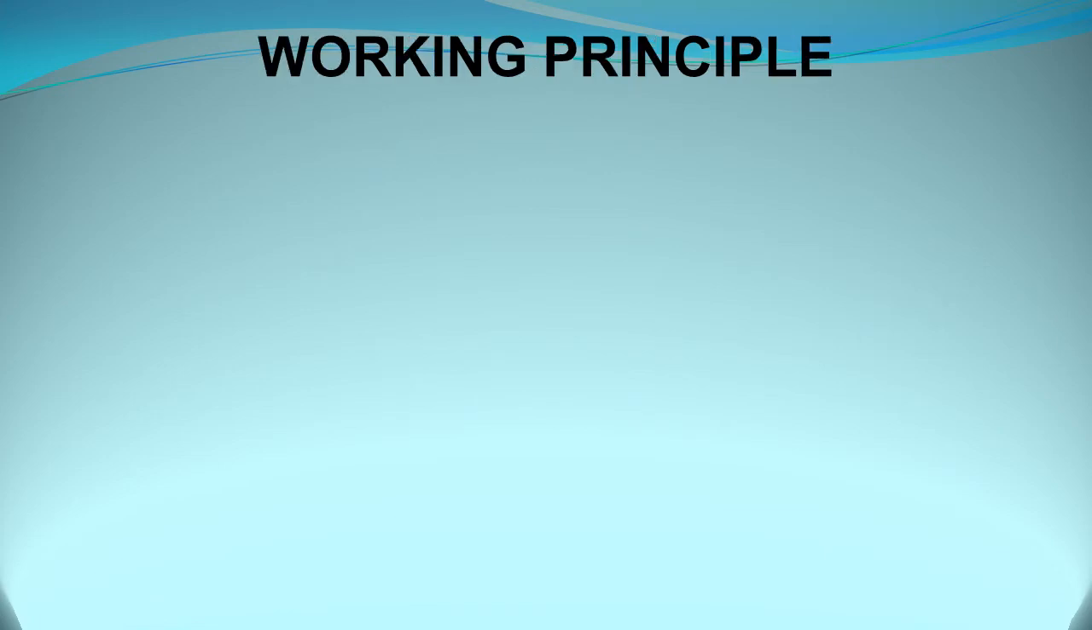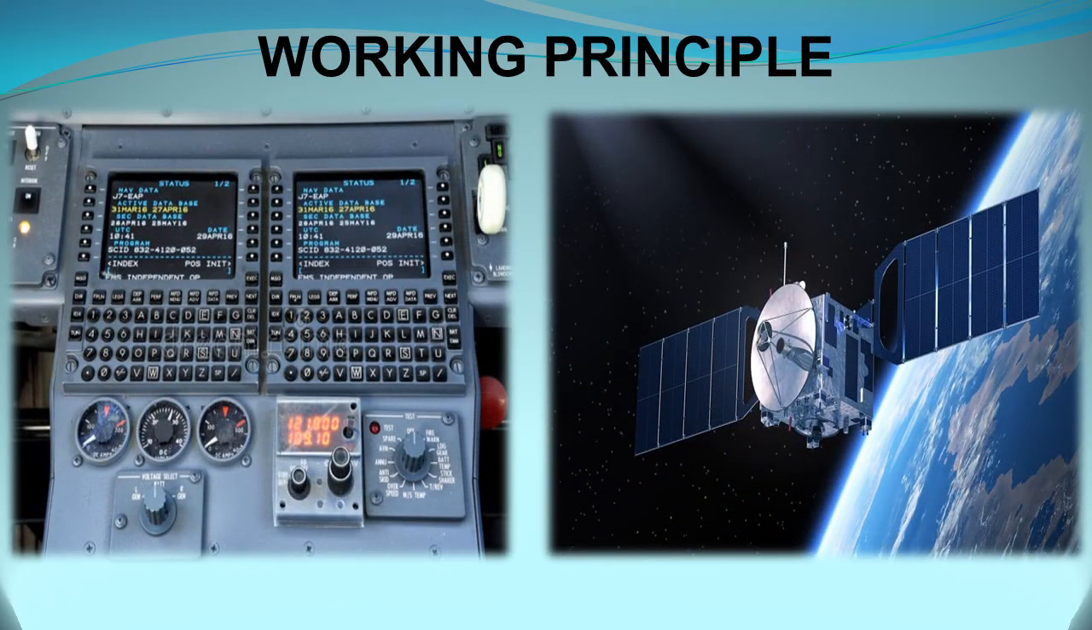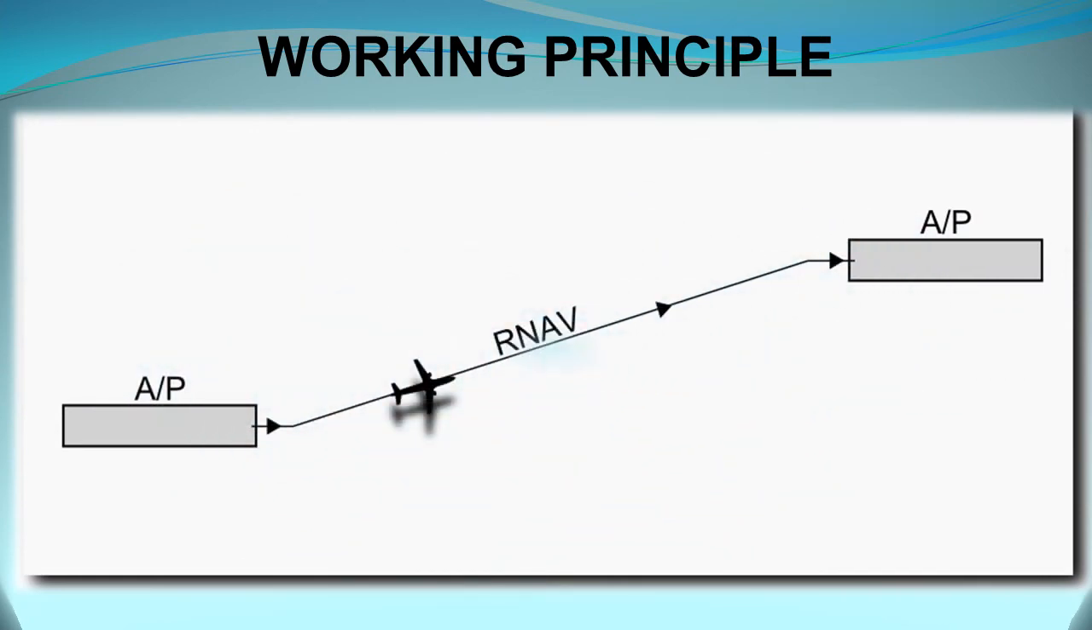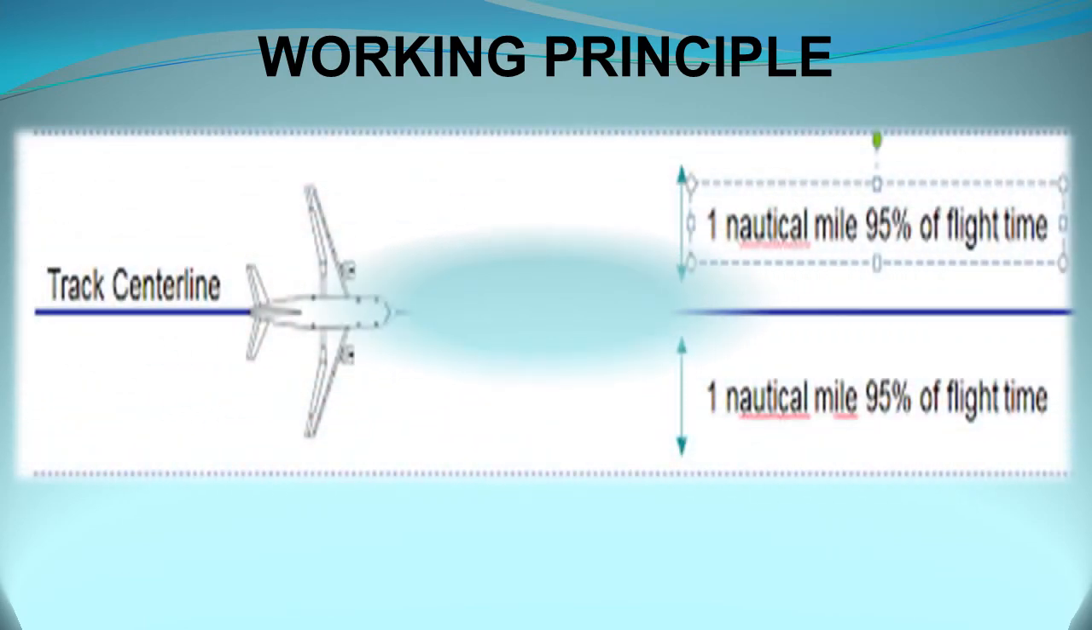Let's talk about its working principle. Required navigation performance is a navigation method that uses the aircraft's flight management system and satellite positioning to fly a precise path in the sky. RNP makes it easier to design safe, efficient, predictable routes. The aircraft is expected to remain within this block of airspace for at least 95% of the flight time. RNP levels are actual distances from the center line of the flight path, which must be maintained for aircraft and obstacle separation. RNP includes both performance and functional requirements, and is indicated by the RNP value.